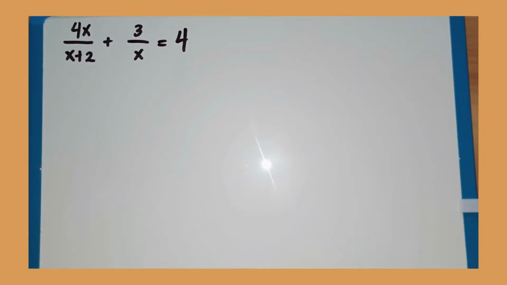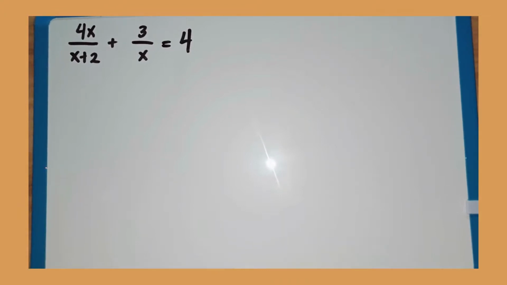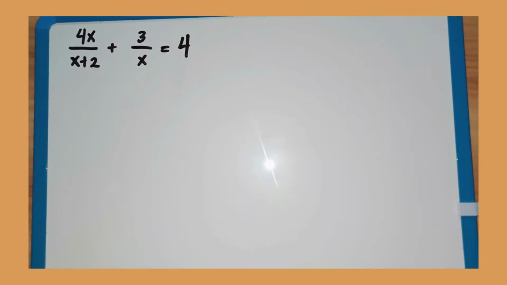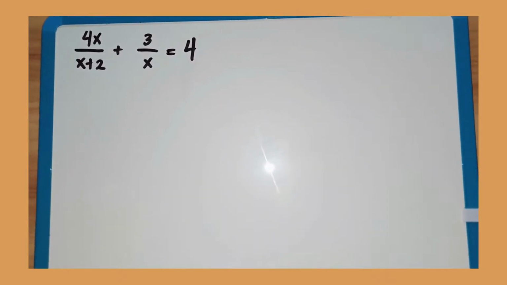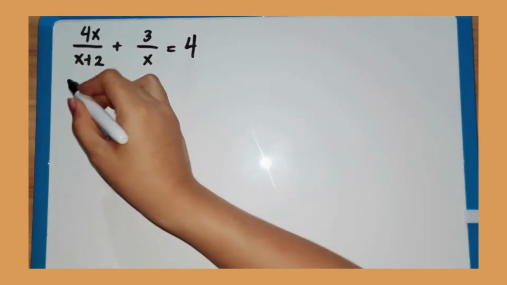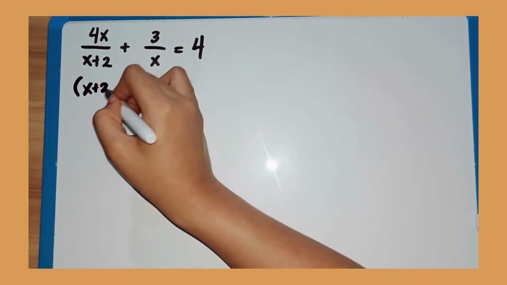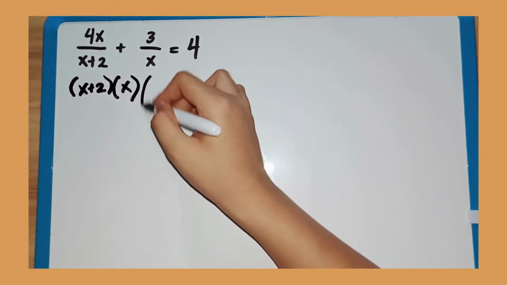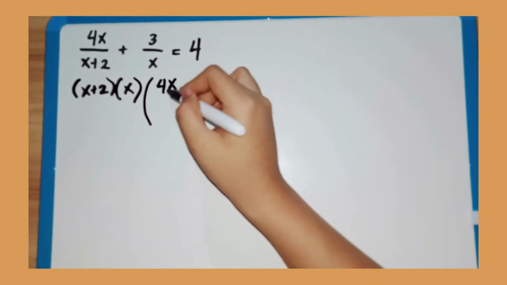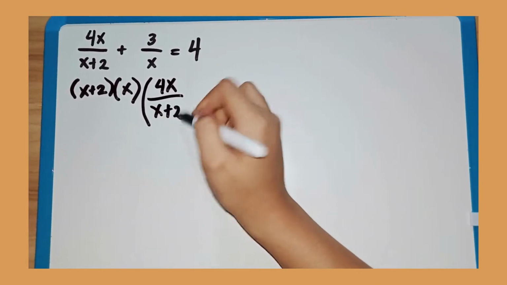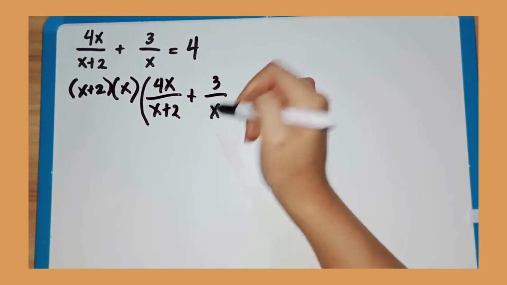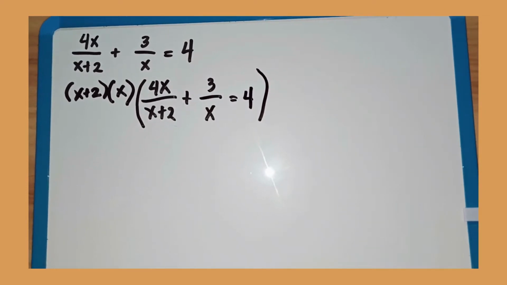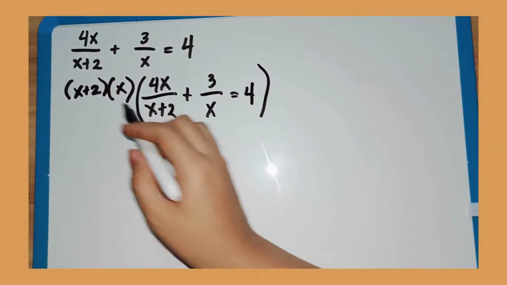What if we have the example 4x over x plus 2 plus 3 over x is equal to 4. So, yung denominator natin is x plus 2 and x. So, kopyahin lang yung denominator, x plus 2 and x. Then, kopyahin din yung buong equation natin, which is 4x over x plus 2 plus 3 over x is equal to 4. Next na gagawin is to divide this to the denominator.